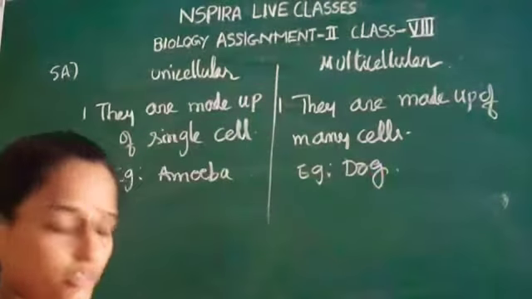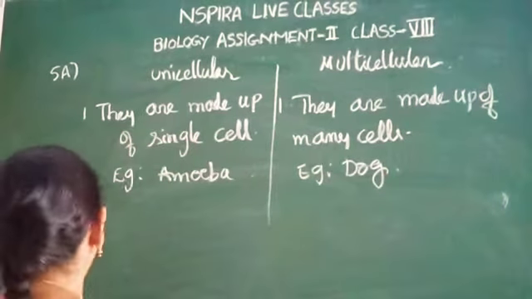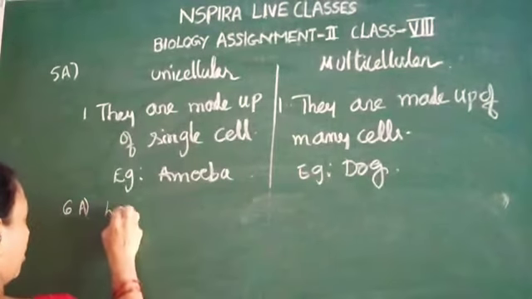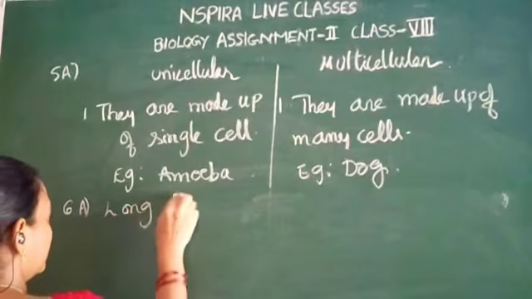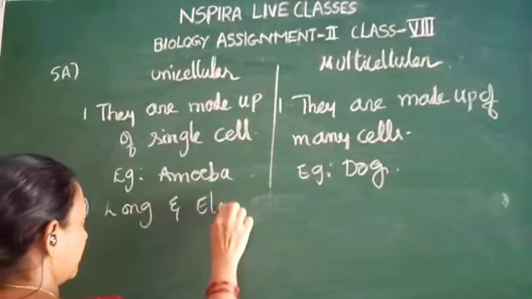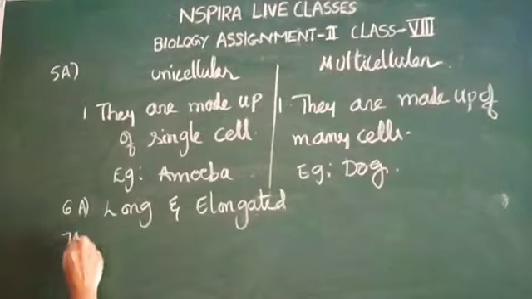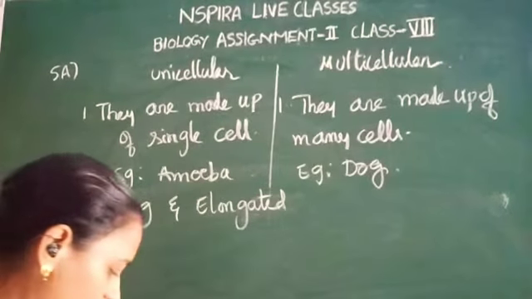Next, what is the shape of the nerve cell? Nerve cell shape is long and elongated.